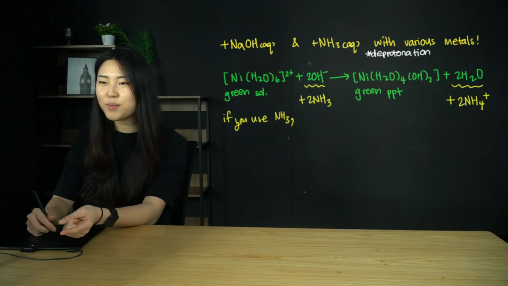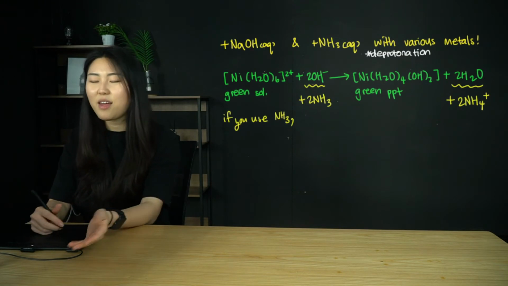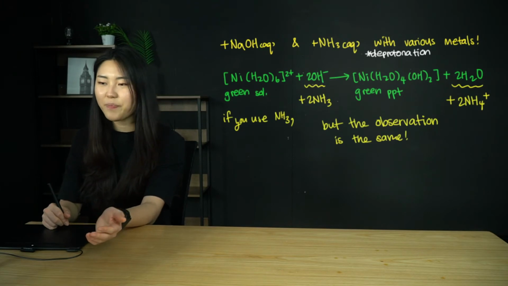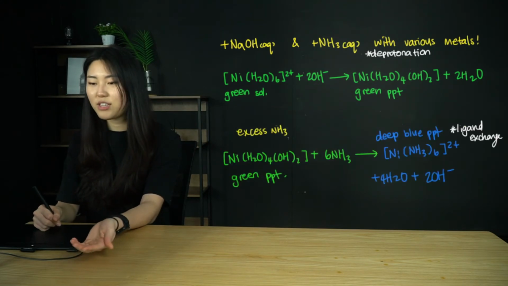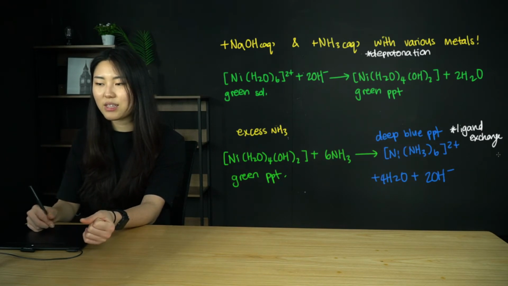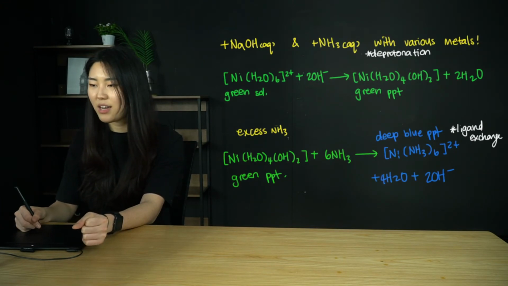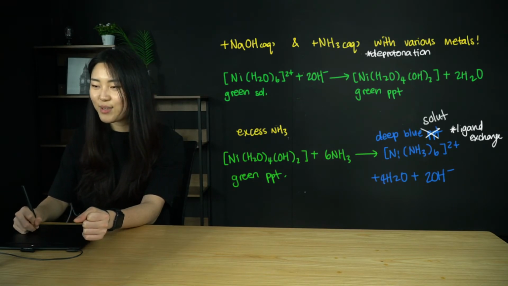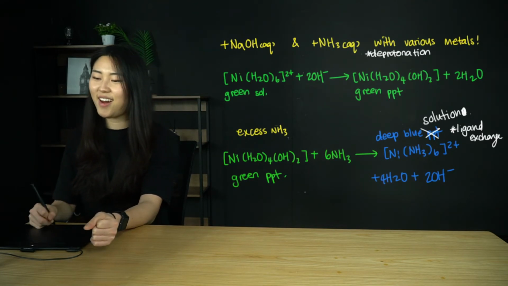And if you use NH3, the equation looks very slightly different again, but we have the same complexes forming and what we're starting with, okay? And the observation's the same. With excess sodium hydroxide, there are no further observations, okay? However, if we have excess ammonia, then we get ligand exchange occurring again, and we get a deep blue solution. Not precipitate, this should be a solution because we have ions. Yeah, I'm sorry.